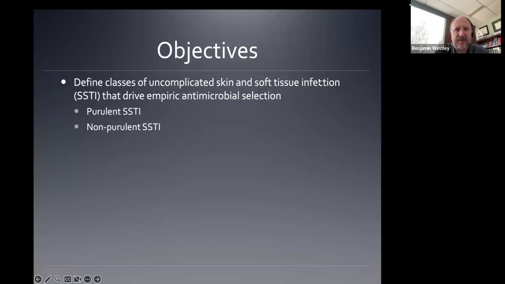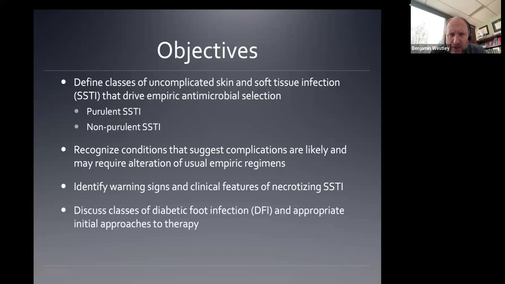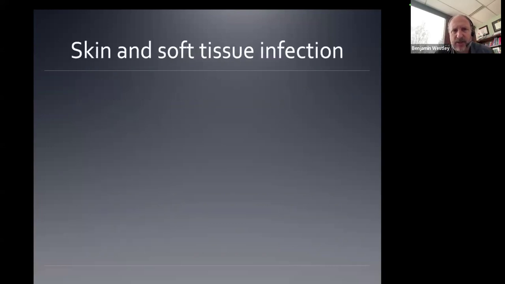Okay. So today we are going to review skin and soft tissue infections. Really not a lot of compelling new information in the last few years, but I'll try to incorporate a few things. We need to look at categorization of these. Purulent and non-purulent are the main categories that drive how we pick antibiotics. And then recognize some conditions that will increase the risk of complications and we need to think about as we use antibiotics. Identify some warning signs of severe infections, and then we need to spend some time discussing diabetic foot infection and briefly comment on injecting drug users.